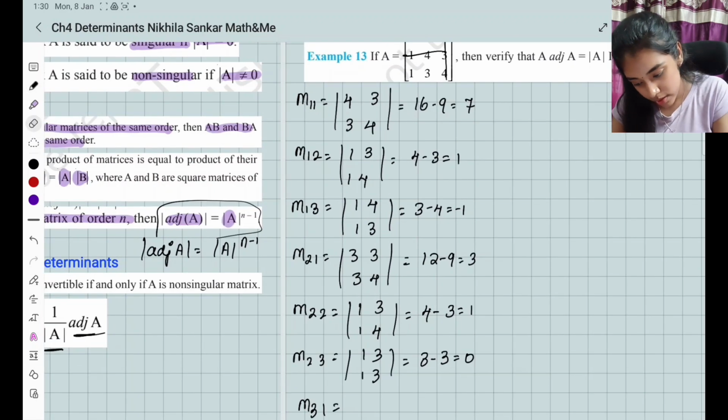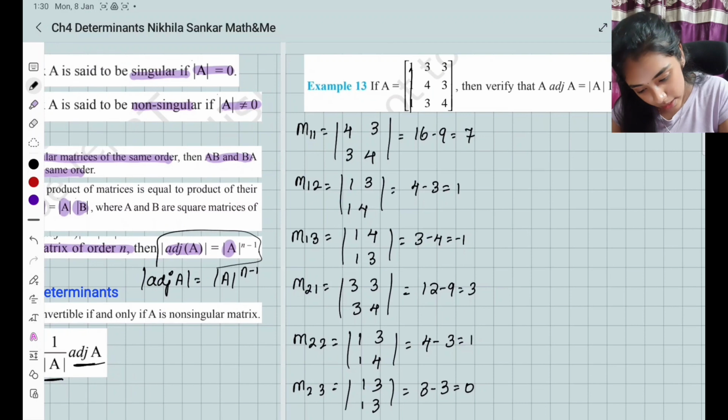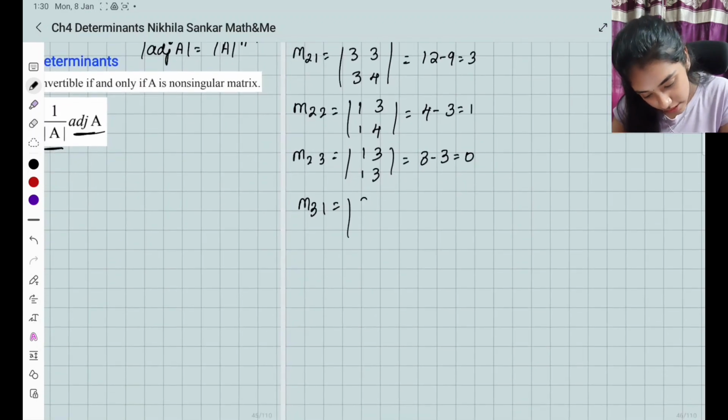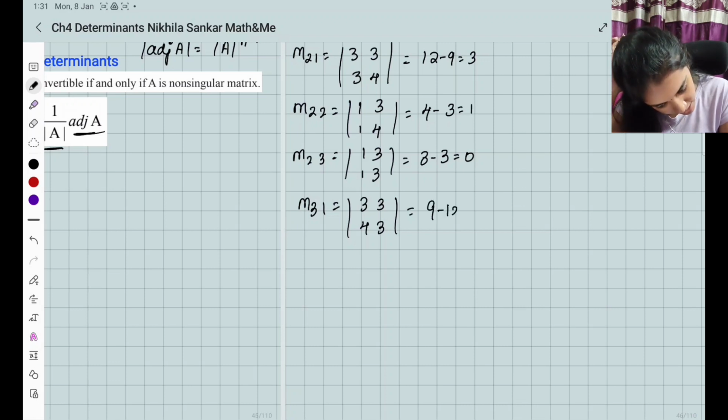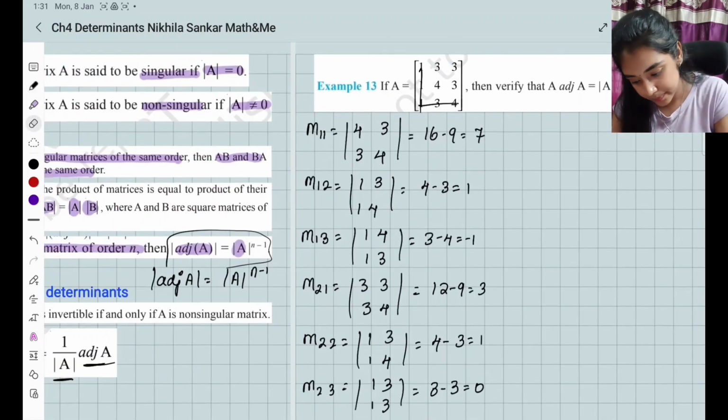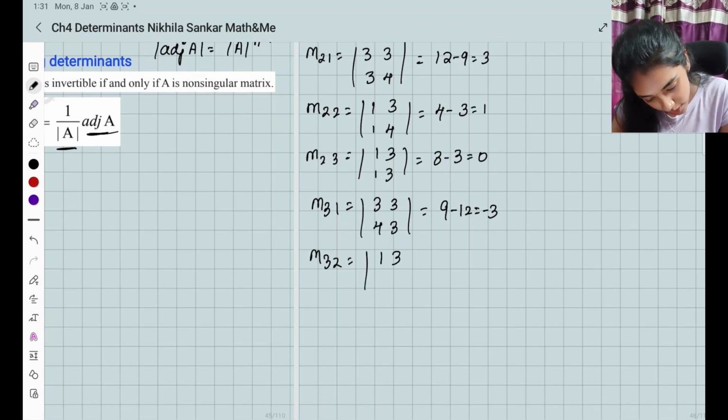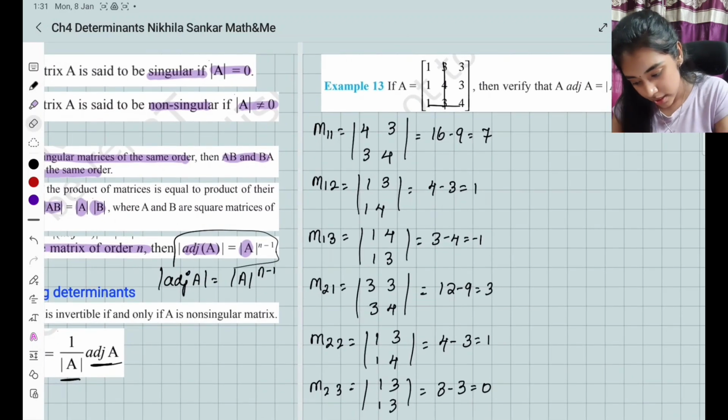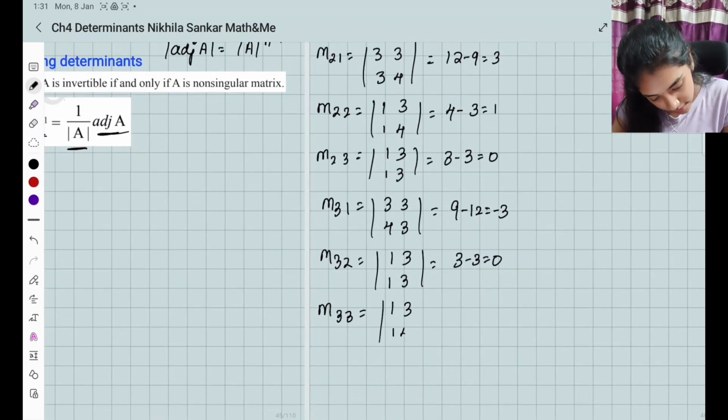Then M31. M31 is going to be hiding this 3, 3, 4, 3. So this is going to be 3 3s are 9 minus 12, which is minus 3. Then M32. M32 enna? M32 is going to be hiding this 1, 3, 1, 3. So 3 1s are 3, 3 1s are 3, which is 0. Then M33 is going to be the last element, which is going to be the hide panna 1, 3, 1, 4. So I have 4 minus 3, which is going to be 1.